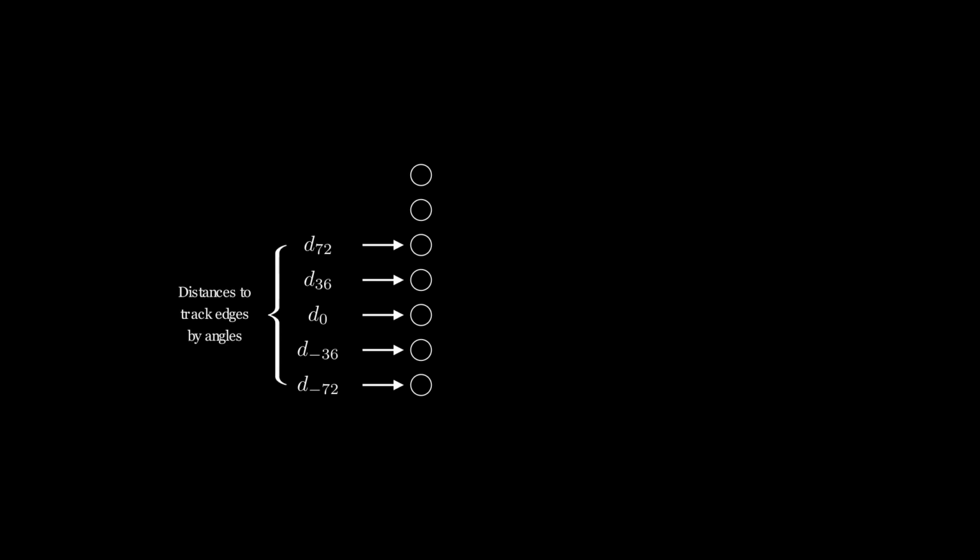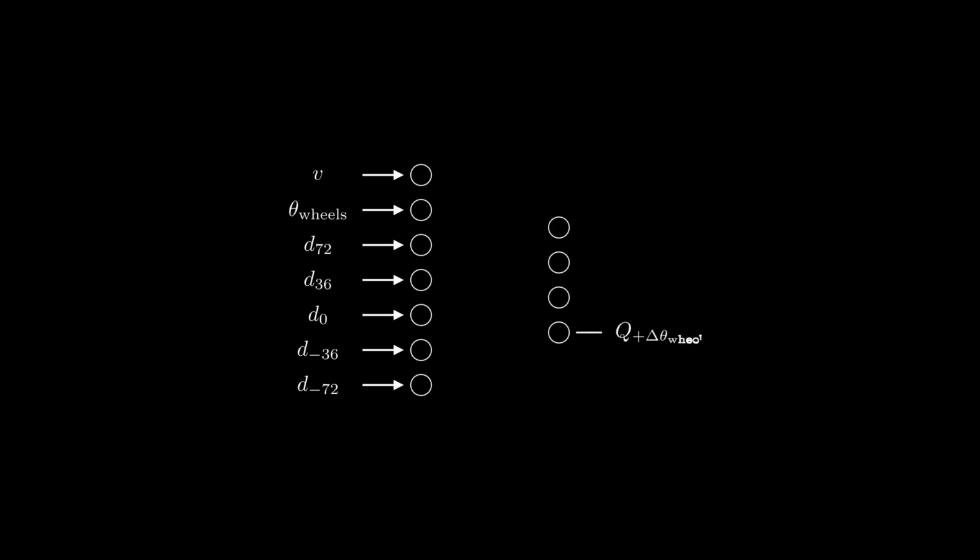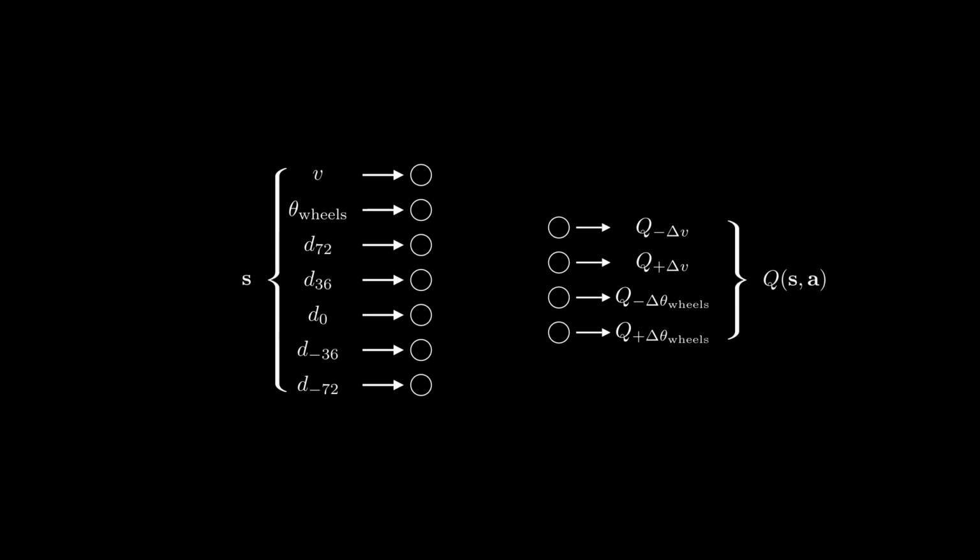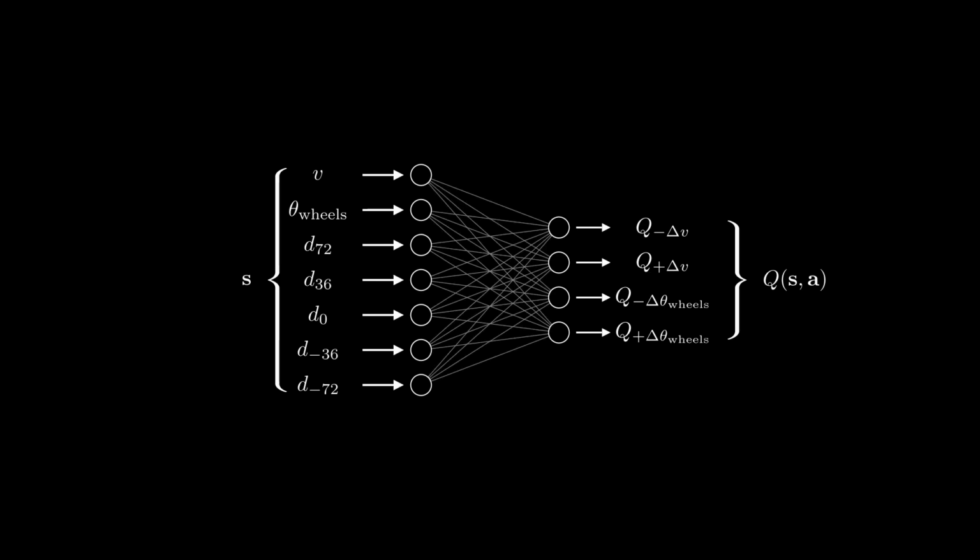To define the model state st, let's use the 7 different parameters that we introduced in the beginning. First, we have the 5 different distances to the track edges. Then we also have the angle of the front wheels and the current speed. Our outputs are going to be the Q values for each possible action. The actions correspond to changing the speed of the car or changing the angle of the front wheels in either direction. We can make a simple neural network by connecting the inputs with the outputs.